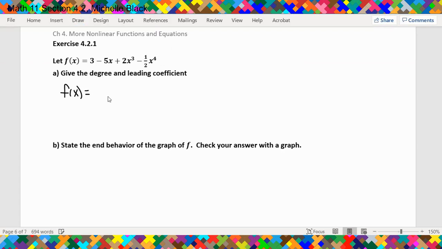It might be helpful if you wrote the function in descending order, which means from largest to smallest in regards to power. Then it's pretty obvious that the largest power we have is 4. So the degree of this polynomial is 4. The leading coefficient is the coefficient multiplied by your x to power 4 here, since that was our degree. So our leading coefficient, which we call a, is negative 1/2.